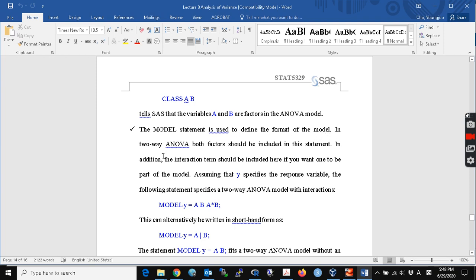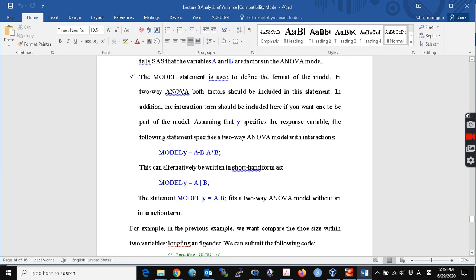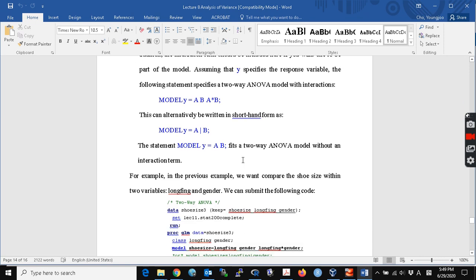And here we need to include the interaction term if we want to see the interaction between A and B. So we have factor A and factor B, and there may be an interaction between these two. So we have to use A, B, and A star B. If you do not want to specify the interaction term, then you can just say A and B here.